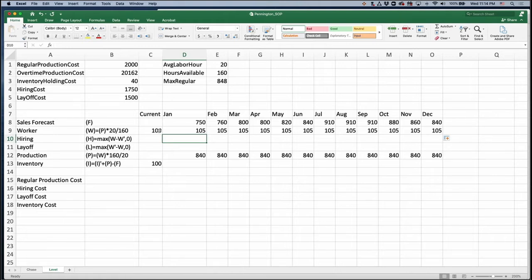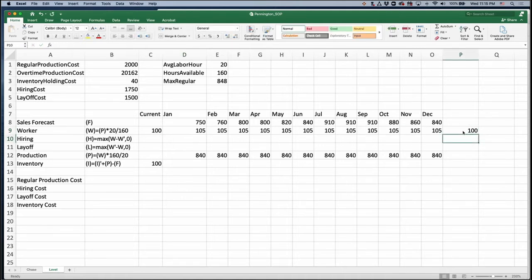Now, based on this, we can compute the hiring and also the layoff. For hiring and layoff, we can compute the difference between these worker levels. For example, we currently have 100 employees, and in January we have to have 105. That means you have to hire 5 more people, so your hiring is 105 minus 100. At the end, we have to set 100.